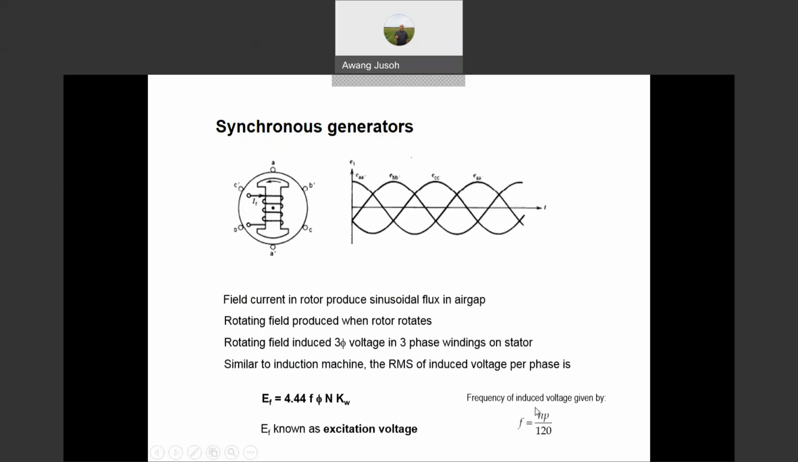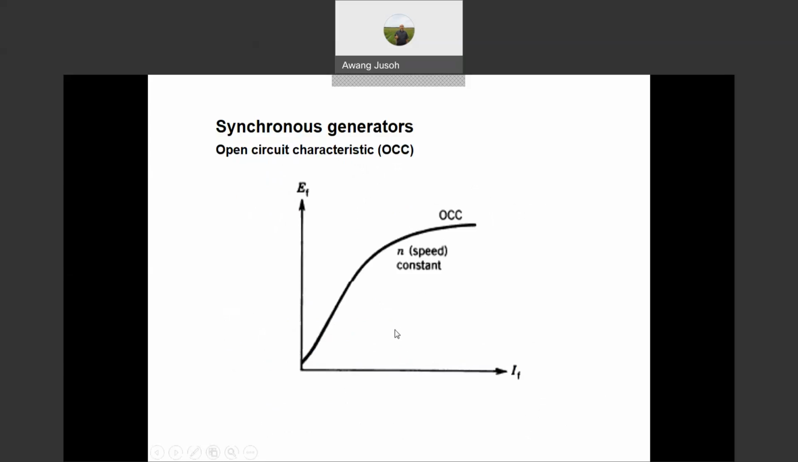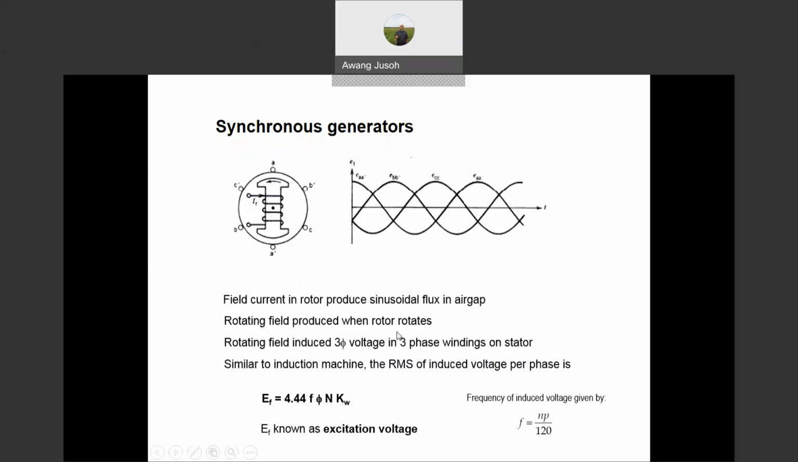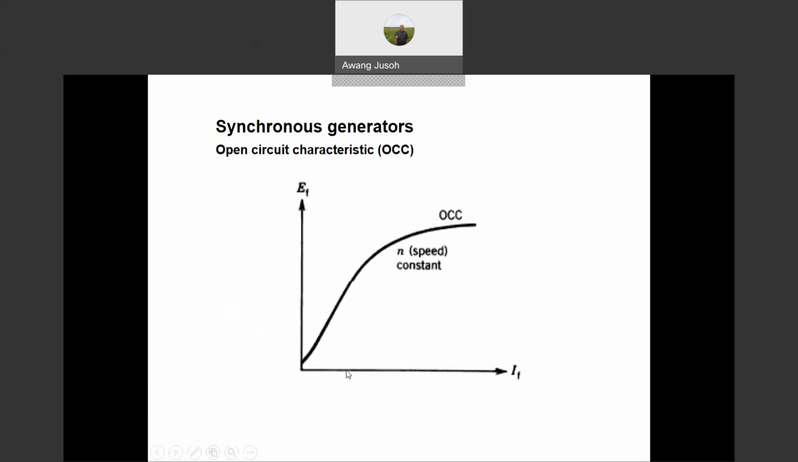This is what the excitation voltage looks like with respect to IF. We can see the relationship between EF, the excitation voltage, and the field current. If you plot EF versus IF at open circuit condition, with the generator in open circuit, we have this kind of plot, at one speed. When we drive our turbine at a single speed and increase IF, then plot EF, the excitation voltage, we get this characteristic.